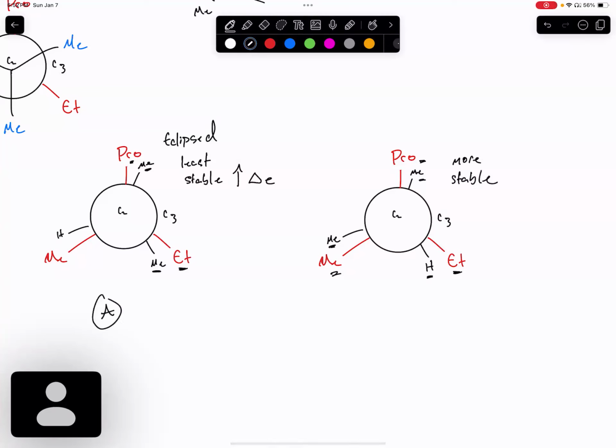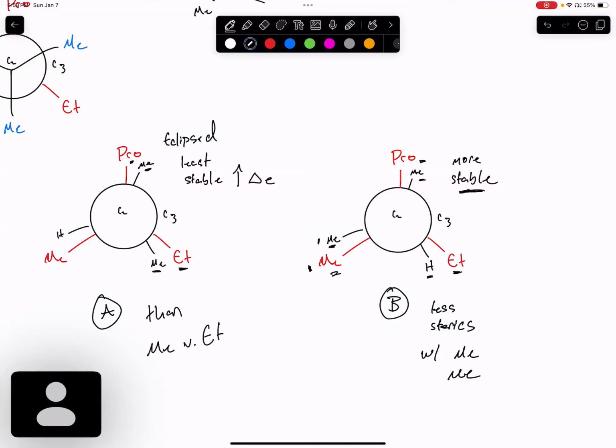So if this was A and this was B, B would be a little bit more stable, because now it's a hydrogen-ethyl interaction instead of a methyl-ethyl interaction. I understand that there's still a methyl-methyl interaction, but that's less steric. There are fewer steric interactions with methyl than there is with methyl and ethyl.